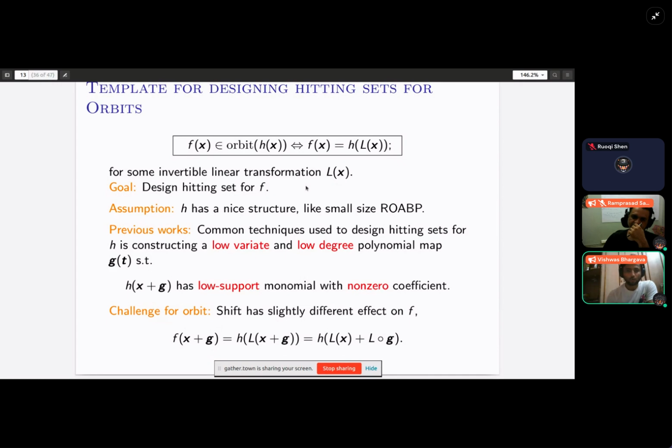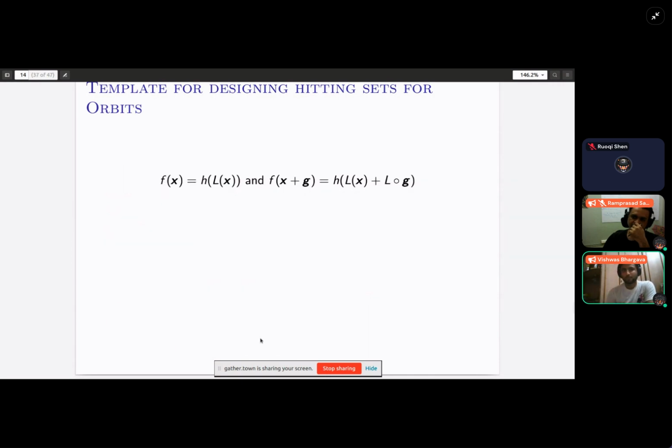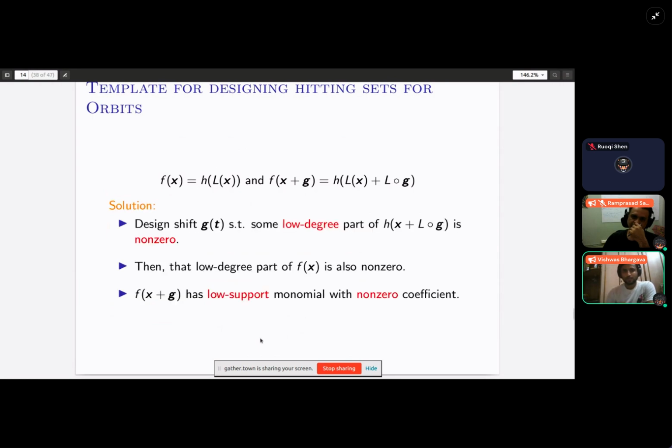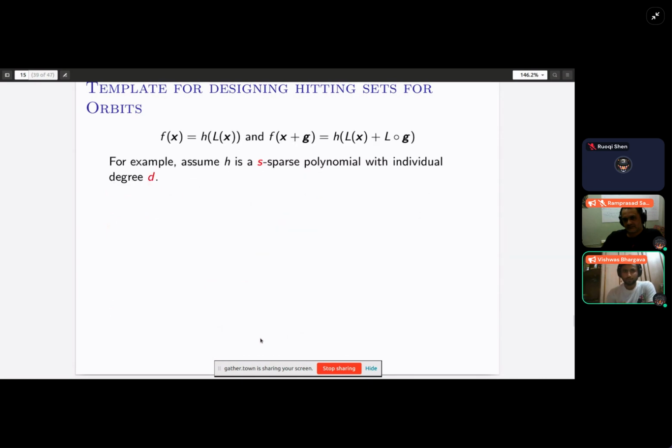But in this model, what happens is, if you're looking at orbits and you shift your polynomial, you lose control over your shift. So you get a transformed shift. Since you don't know what the invertible linear transformation is, you don't really have control over the shift. Nevertheless, one can still work with this, and we show exactly this: if you can somehow ensure that the shift is a conjugation with an invertible linear transformation, then you can still say something.